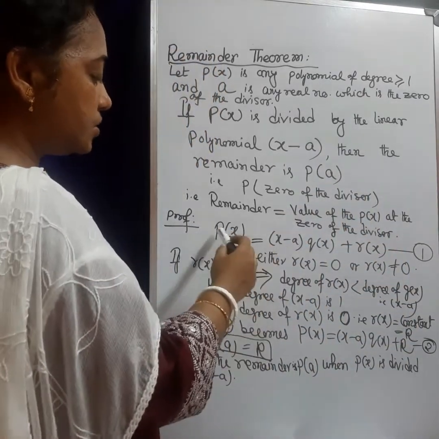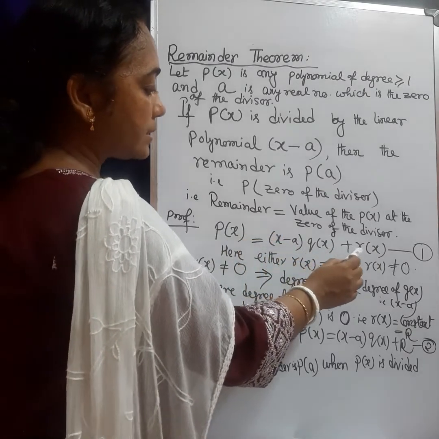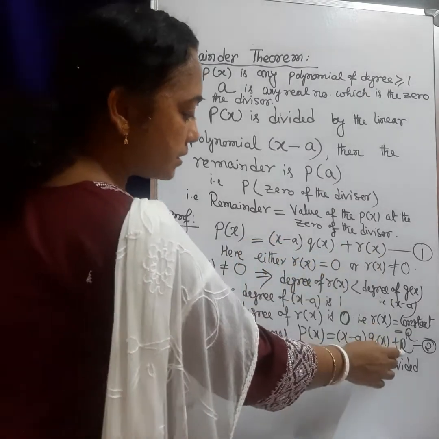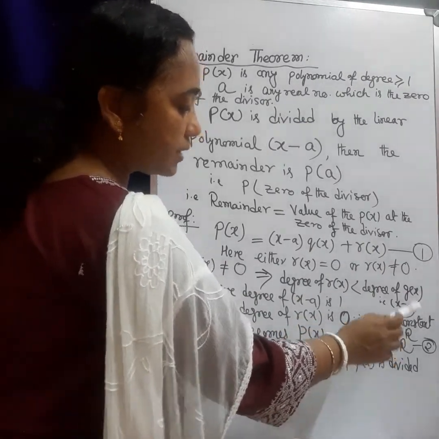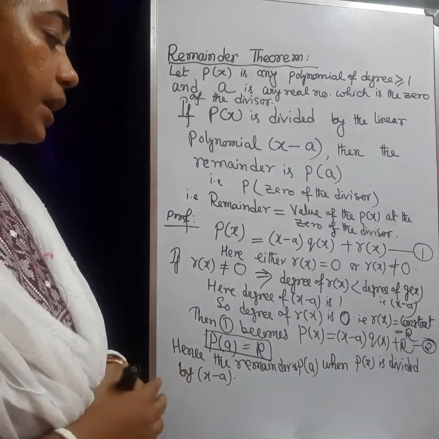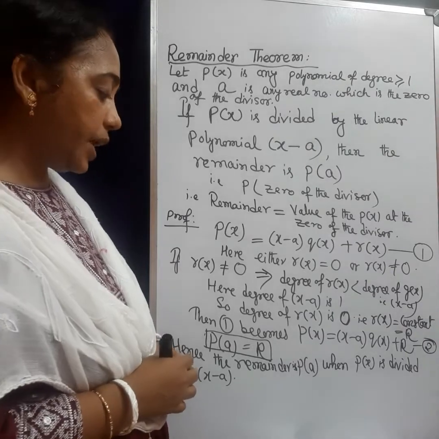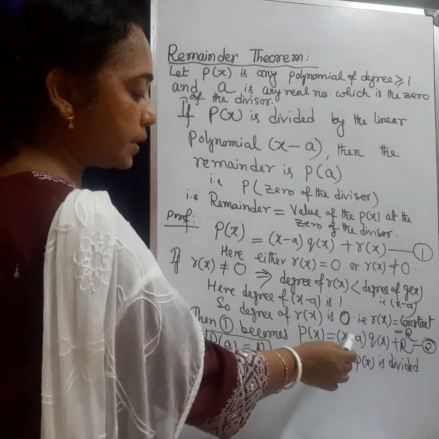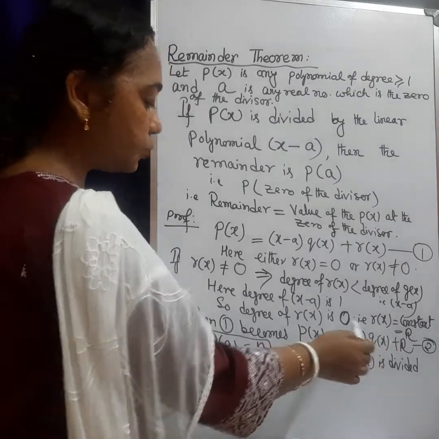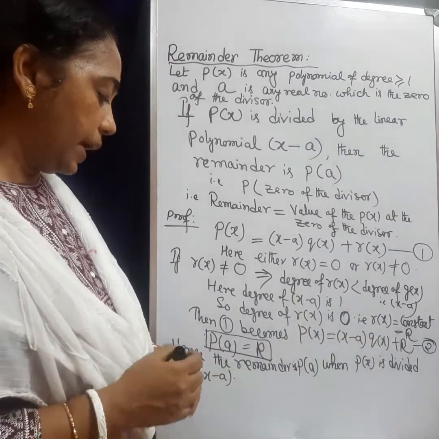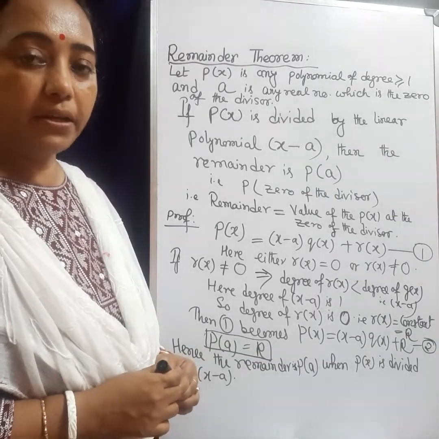Then we can change the expression p(x) is equal to (x minus a) into q(x) plus r(x). In place of r(x) we consider r. So p(x) is equal to (x minus a) into q(x) plus r. Now if we replace x by a in this equation 2, we get p(a) is equal to, here a minus a becomes 0, so 0 into q(a) becomes 0. So equation 2 becomes p(a) is equal to r. Hence the remainder is p(a) when p(x) is divided by x minus a.